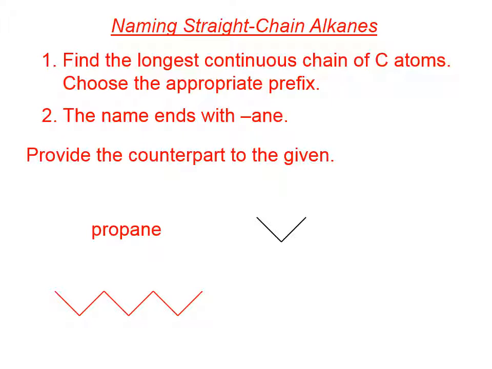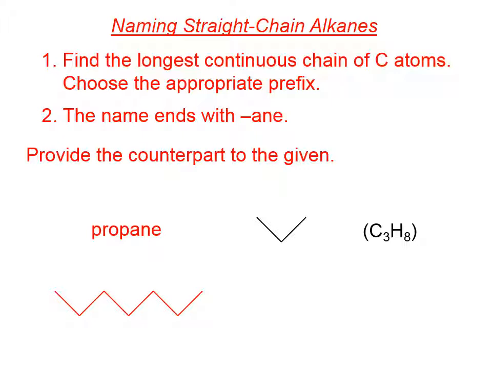If we're counting up how many hydrogens are on this molecule, we would count 1, 2, 3 attached to that carbon, and then 4, 5 attached to the middle carbon, and 6, 7, 8 hydrogens total.